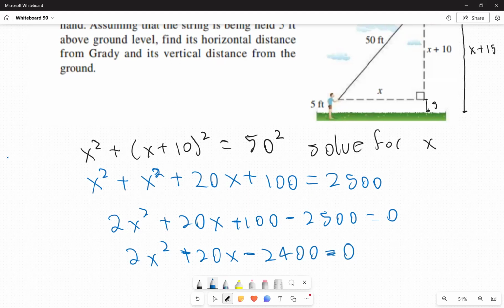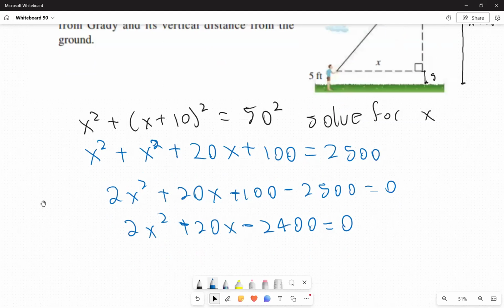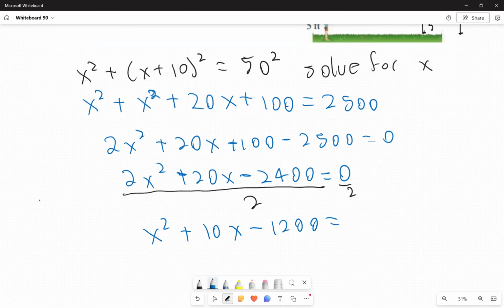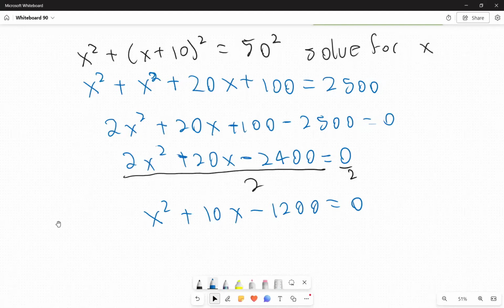So this is an equal sign. To make the numbers a little bit better, we can divide everything by 2. So 2 over 2 is 1, 20 over 2 is 10, and 2,400 over 2 is 1,200. Okay, so we're looking for two numbers whose product is negative 1,200 and whose sum is positive 10.